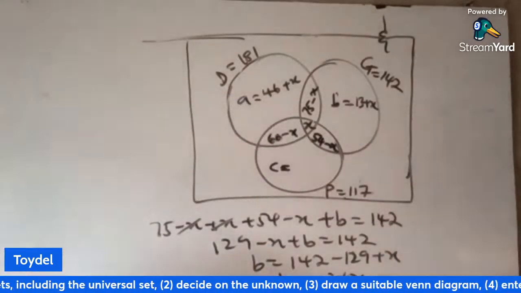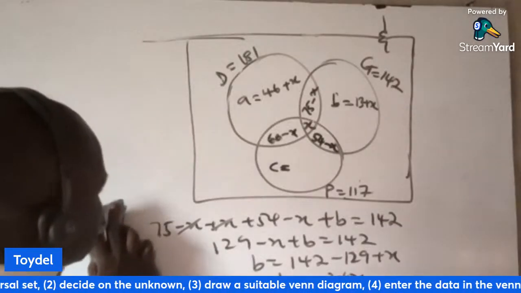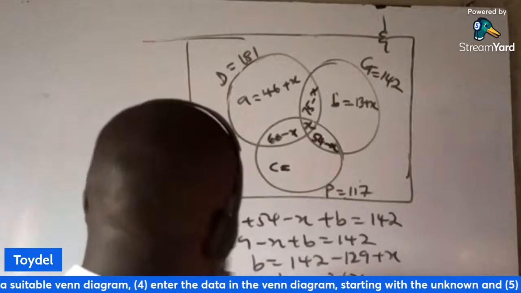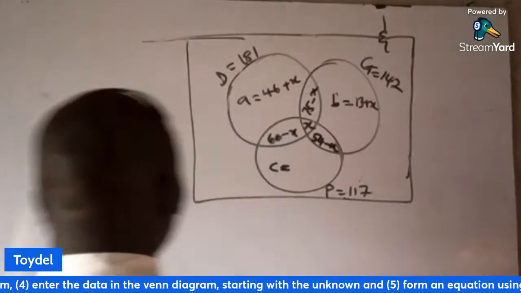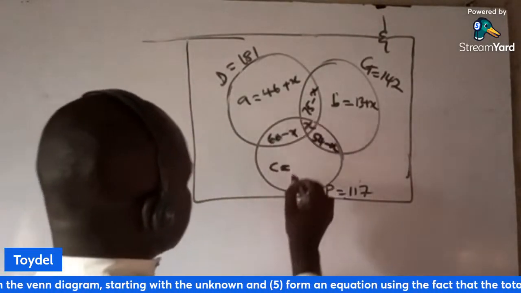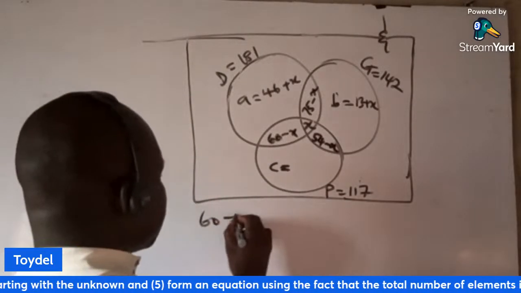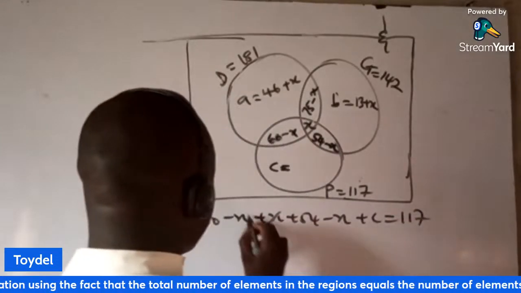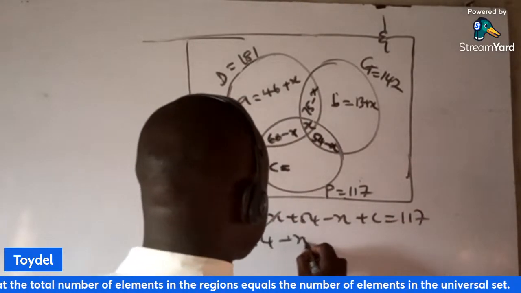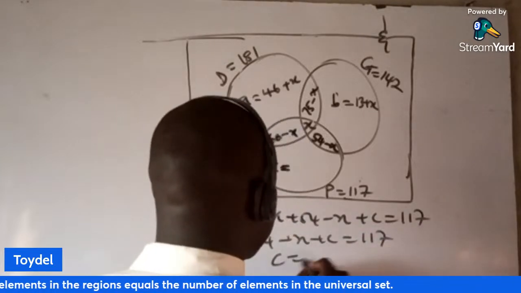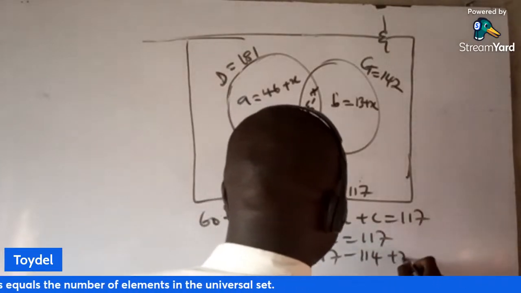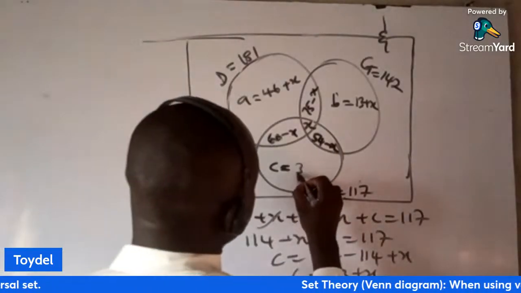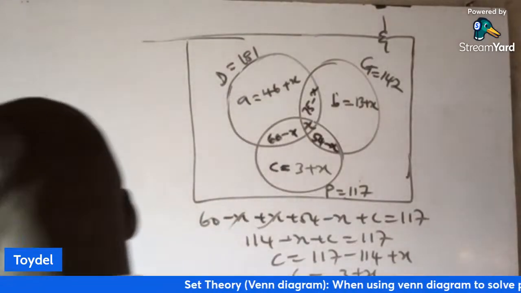So this is how to represent your information in the Venn diagram. Then the last one is I want to find c. C represents the readers that read Punch alone, only Punch. Then how do I get the value? I will add everything together that I have in that circle, equate it to 117. That is, I will have 60 minus x plus 54 minus x plus c is equal to 117. So I'm going to have 114 minus x plus c equal to 117. Then c will now be 117 minus 114 plus x. Then c will now be 3 plus x. So the readers that read Punch only will be 3 plus x.